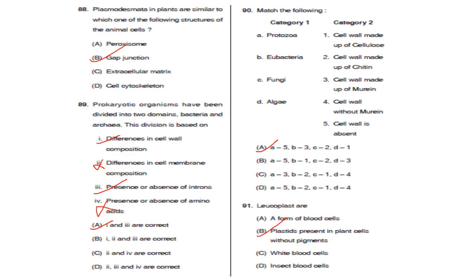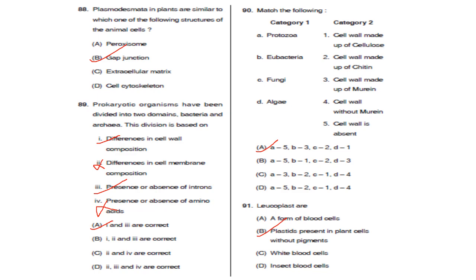And gap junctions, they are specialized intercellular connections between animal cells. And they directly connect the cytoplasm of two cells and allow various molecules, ions and electrical impulses to directly pass through a regulated gate between the cells. So plasmodesmata in plants are similar to gap junctions in animal cells. So answer is option B.